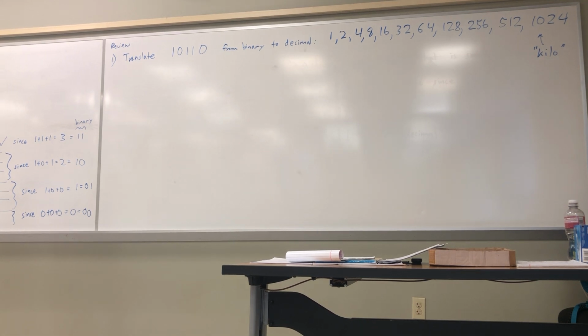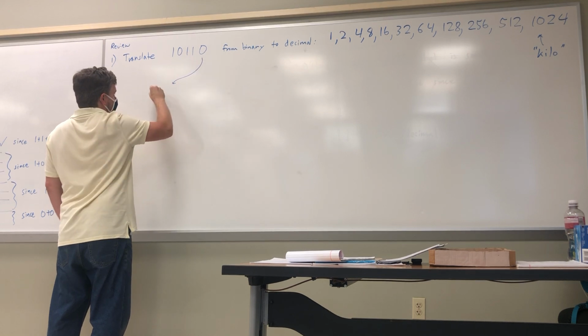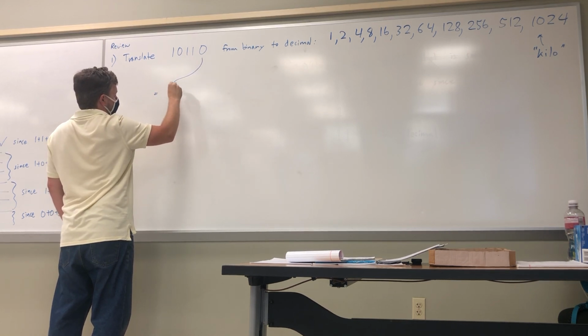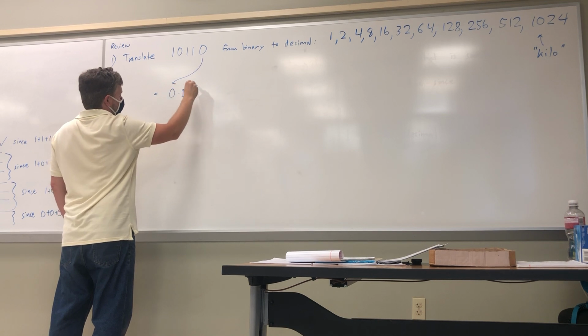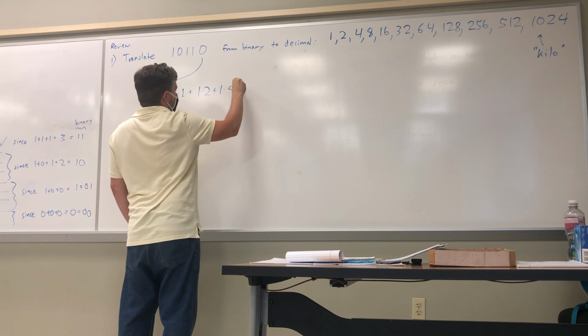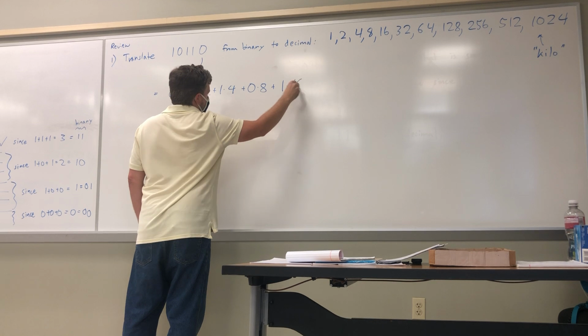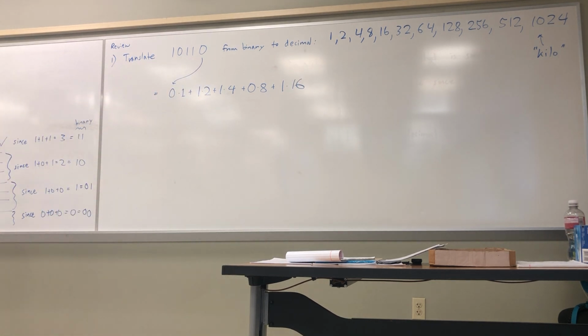And I guess it might be just as well to start on the far right. So I'll start there, and that equals 0 times 1 plus 1 times 2 plus 1 times 4 plus 0 times 8 plus 1 times 16. So the whole number is equal to that sum. And I just drew that arrow to show that I'm starting on the right and counting up.